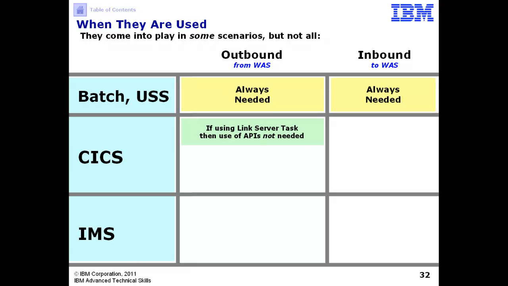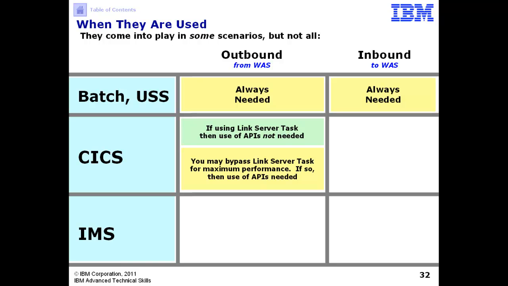For calls to CICS outbound from WAS, you may shield your programs from the APIs by using the link server task we described in the CICS section. In reality, the APIs are still in use, but they are a part of the IBM-supplied link server task deep inside that supplied function. The IBM developers who wrote the link server task needed to know how to use the APIs, but programs in CICS do not.